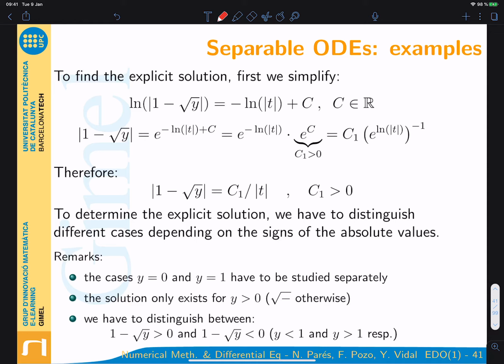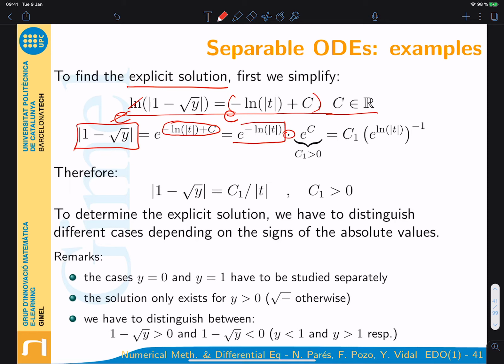Here, if we want to find the explicit solution, first we simplify this expression that we found using the exponential. We take the exponential of the natural logarithm, which is equal to the exponential of everything in here. The exponential and the natural logarithm are inverse functions, so we get this expression, which is the exponential of everything here as the power of the exponential, which can be divided in two parts, this part times this other part. Now the exponential of a constant is the following.